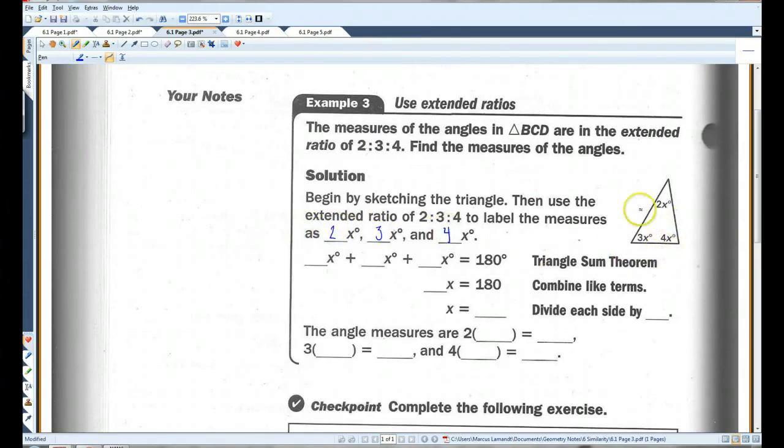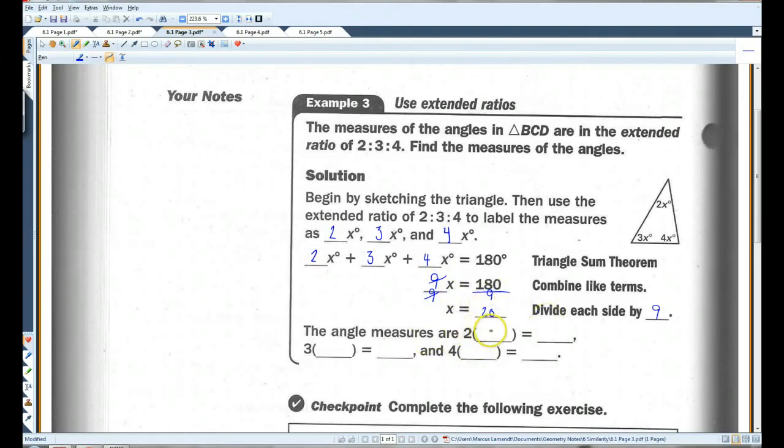Now we know that all the angles inside a triangle have to add up to 180 degrees. So I'm going to say 2x plus 3x plus 4x equals 180. 2 plus 3 is 5, plus 4 is 9, so I have 9x equals 180. I'm going to divide each side by 9. 180 divided by 9 is 20.